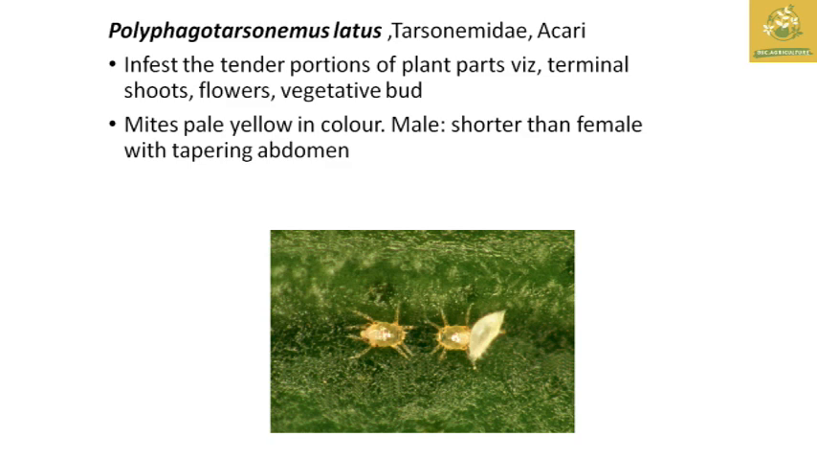which is a Polyphagotarsonemus latus, and the family is Tarsonemidae and the scientific name is Acari. So which used to infest the tender portion of the plant pods with terminal shoot or flower or vegetative bud. So these mites are said to be pale yellow in color, where the male is shorter than female with a tapering abdomen. So it is the characteristic identification of these insects.